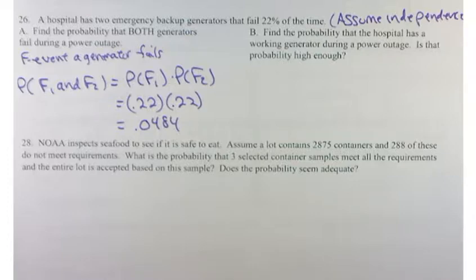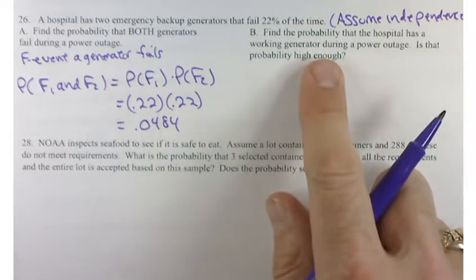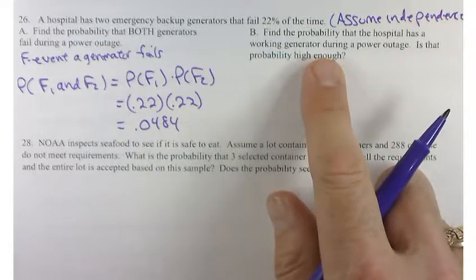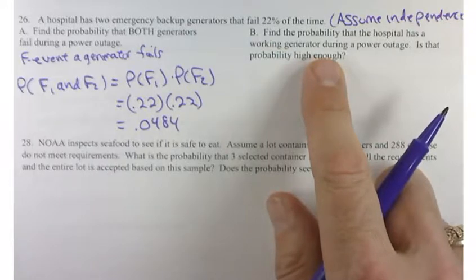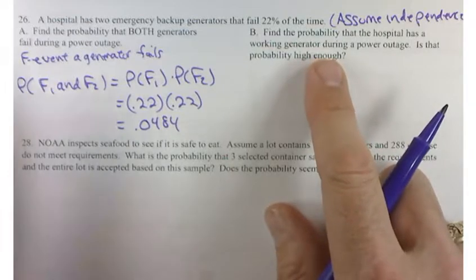Now, that's part A. Part B is kind of nice because it asks you to use a little bit of thought. Find the probability that the hospital has a working generator during a power outage. So that means one could work, the other could work, or they both could work. Well, I'd rather not try and calculate three different possibilities. I'd rather deal with one.